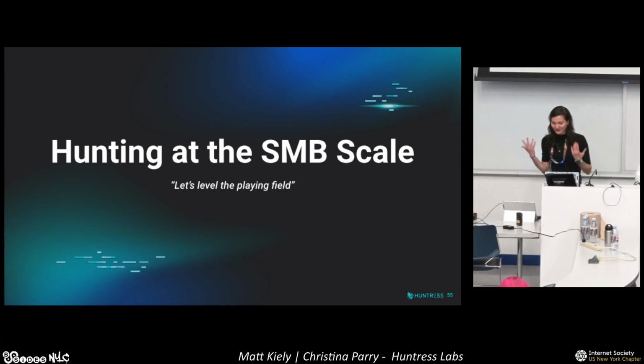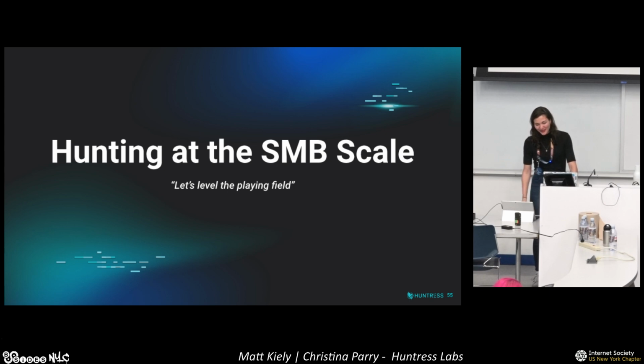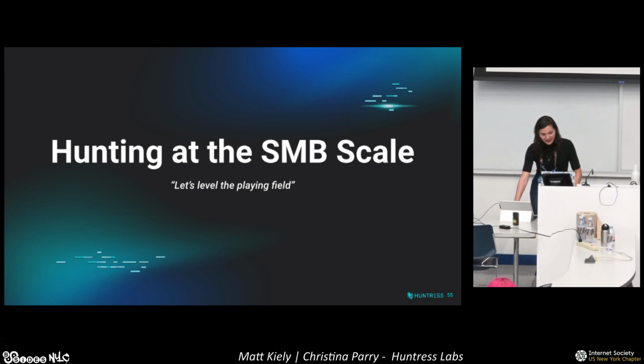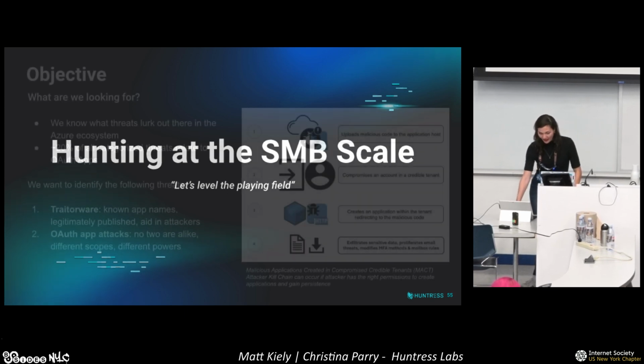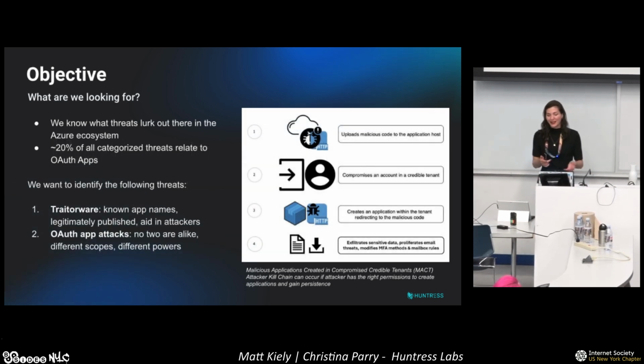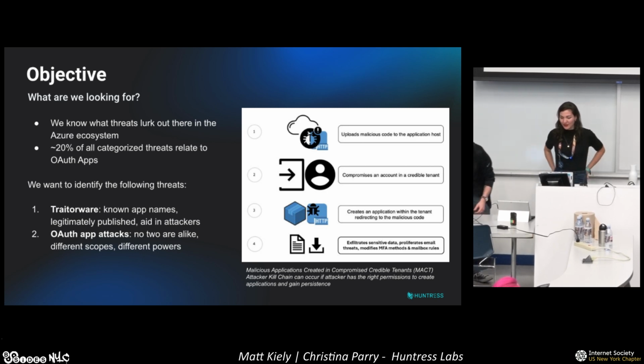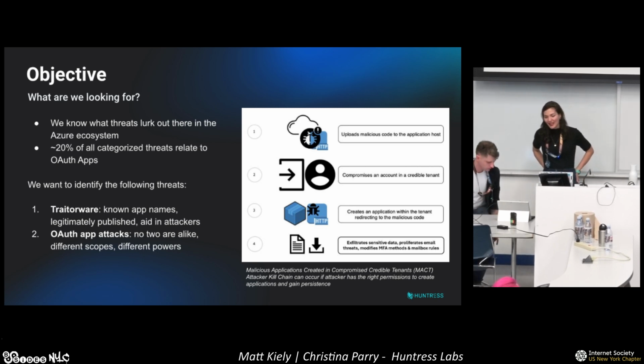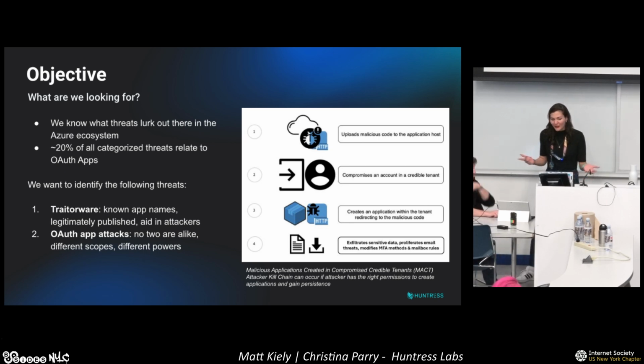Yeah. So I just kind of want to talk a bit more about, like you said, Matt, thanks for the intro, leveling the playing field against threat actors and nefarious users in M365 apps. So what are we looking for? Matt gave a couple of examples of Traitorware and OAuth app attacks. So we do have a sense of the impact and attack vectors, but why do we care?